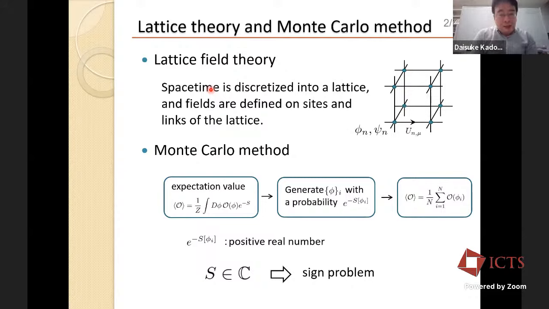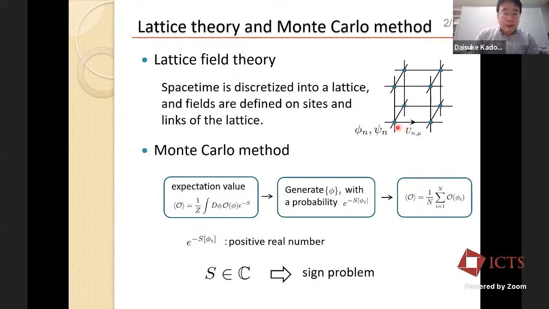Lattice field theory is widely used to estimate physical quantities of QFT with numerical simulations. In lattice field theory, space-time is discretized as a lattice, and fields are defined on sites and links of the lattice. The scalar and fermion fields are basically defined on sites, and the gauge field is defined on a link, which emanates from a site.